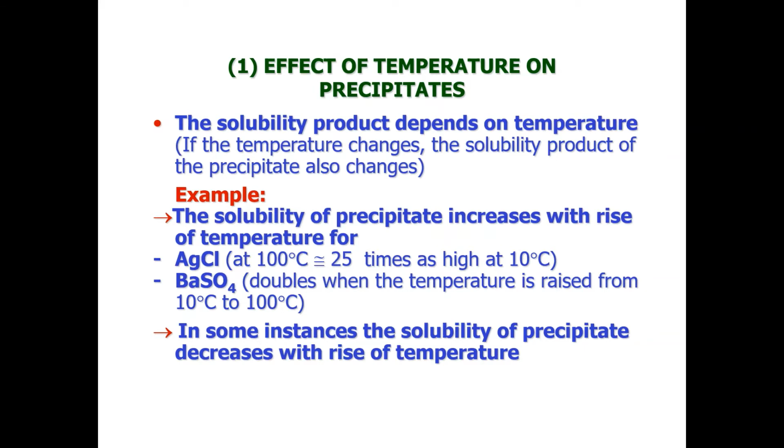Okay, the lower the temperature, the lower is the solubility of the precipitate. So meaning that it's easier to form precipitate at a lower temperature. It is easier to be soluble at a high temperature. For example, AgCl at 100 degrees centigrade is 25 times more soluble as compared to at 10 degrees centigrade. Barium sulfate doubles its solubility when the temperature is raised from 10 degrees centigrade to 100 degrees centigrade. So as temperature increases, precipitate decreases.